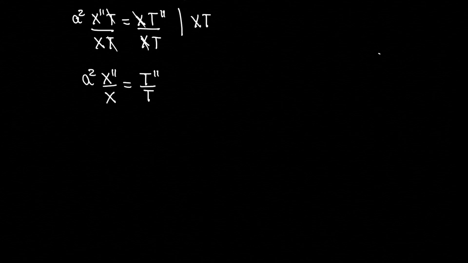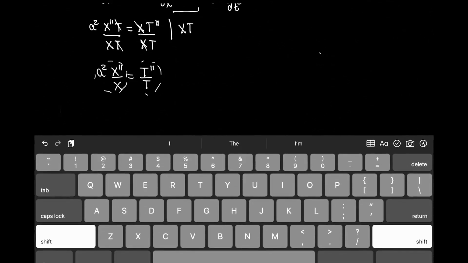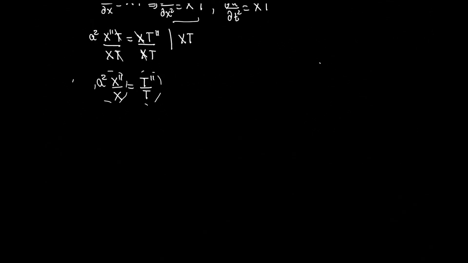Okay, now you need to separate. Usually it doesn't really matter how you do it, but to separate, you have all the x in one side, and you have all the t's in one side. That means you can separate. I'm going to say, okay, all of these equal to lambda. That means I have a squared x double prime over x equal to lambda, and now t double prime over t equal to also lambda.